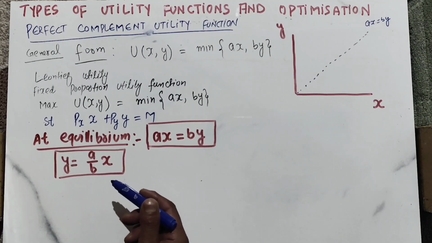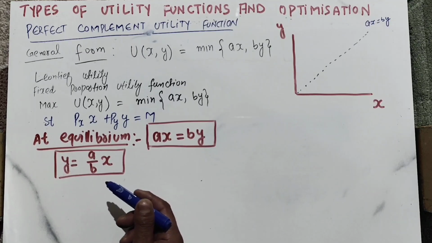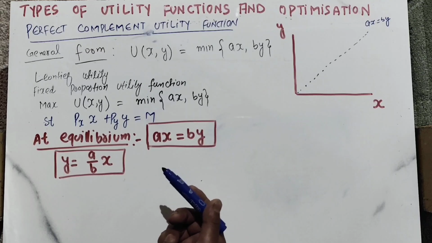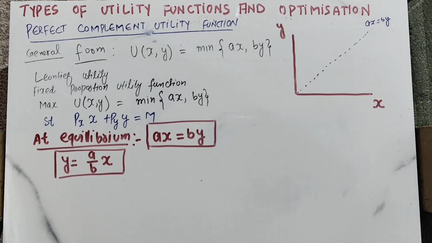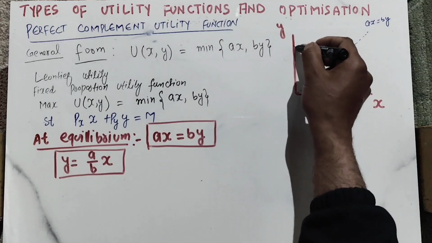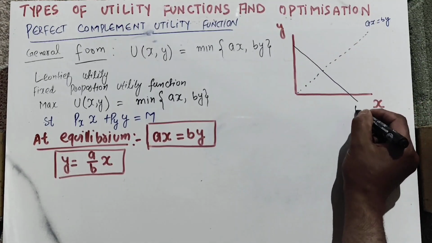Now to find out the demand function or optimal bundle for good x and y, let us draw the budget constraint also here first. So let us suppose this is our budget line.